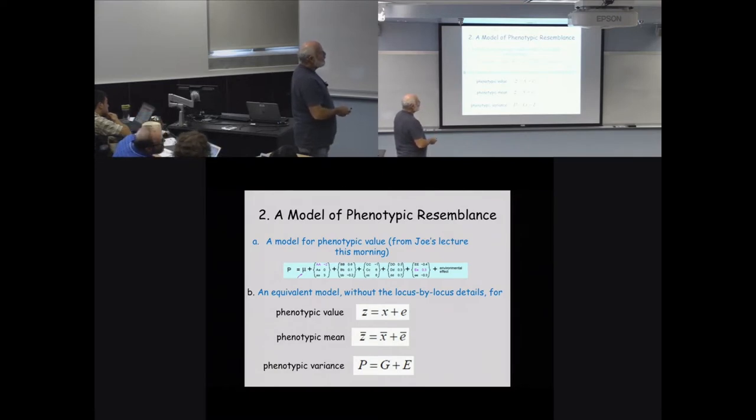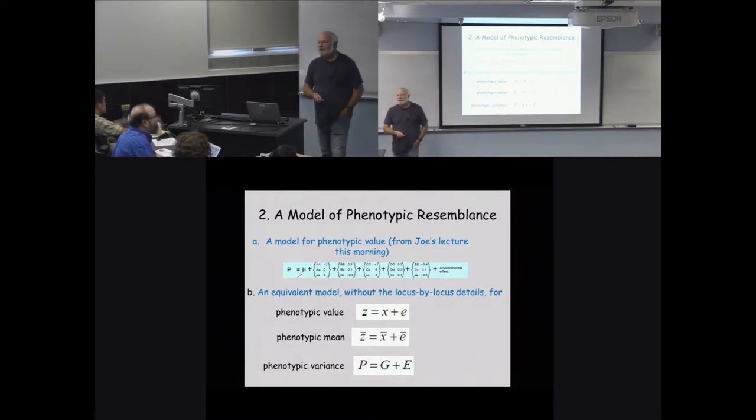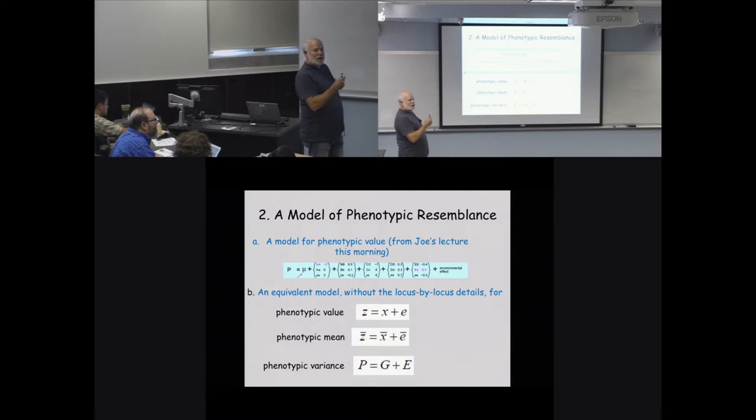Now guess what the breeders call X, this sum across loci of the additive effects? You can almost guess. They call it breeding value, right? Because it's the value of an individual with phenotype Z. If we knew its breeding value, we'd know what its contribution would be to the next generation.